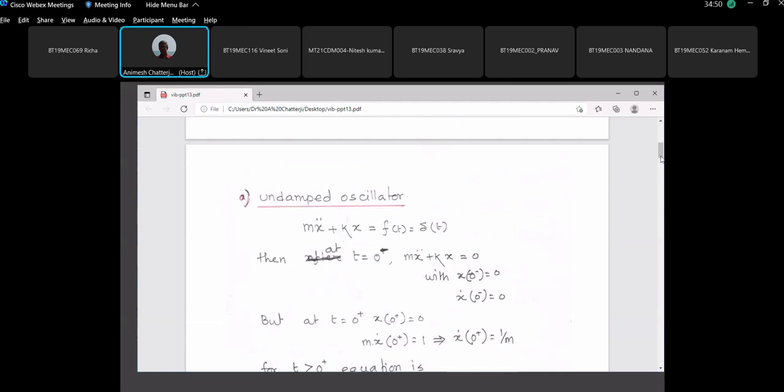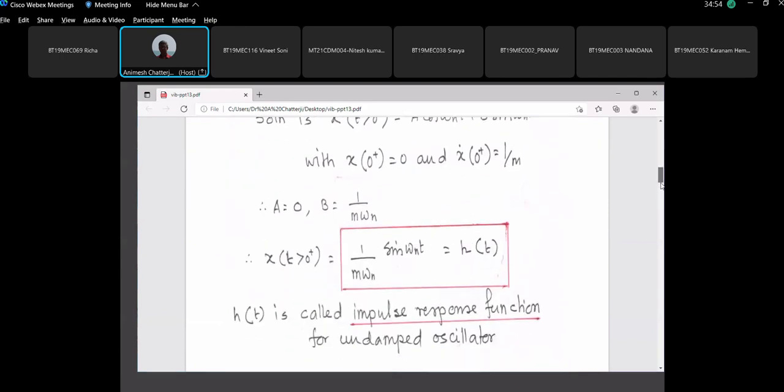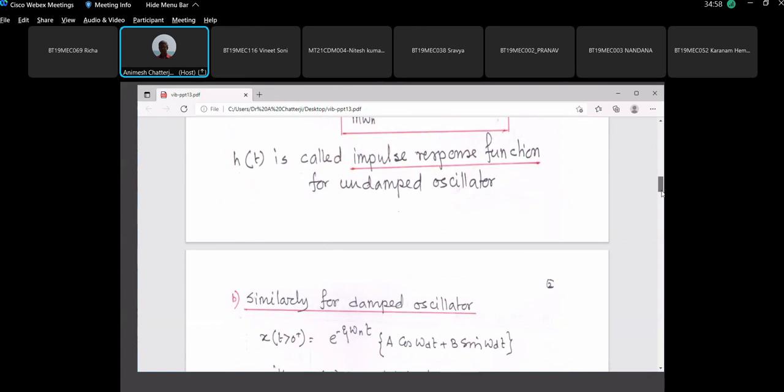So now you consider damping and tell me how h(t) will look. That means you consider the whole equation for which this is the free vibration solution. You try to find out A and B for the same initial condition. Whether damping is there or not, for impulse excitation the initial condition will remain the same, that is x 0 is 0, x dot 0 is 1 by m. If damping is there, my free vibration solution changes. So this is the free vibration solution for the damped oscillator.